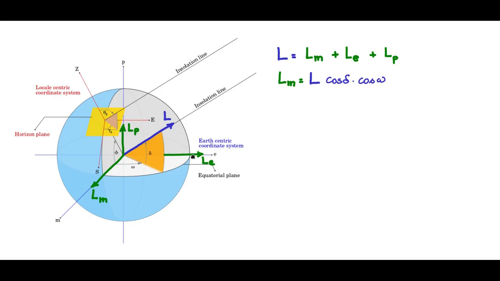And along the east of the meridian, Le, we can write it as L cos delta sine omega. And Lp along the polar axis would be L cos of this angle, nothing but 90 minus delta. So you will have Lp along the polar axis as L sine delta.